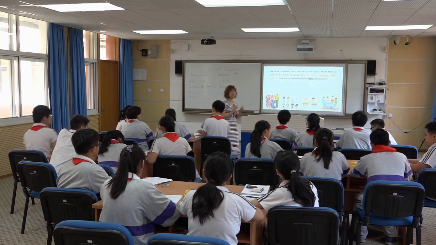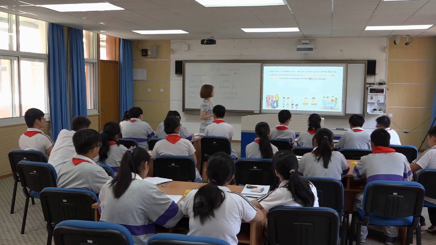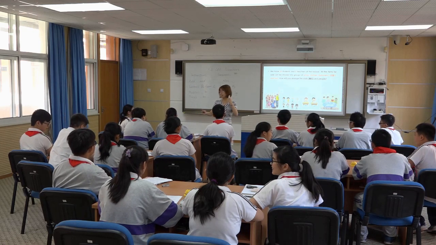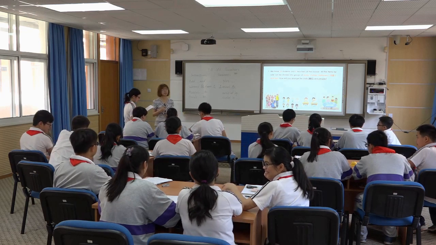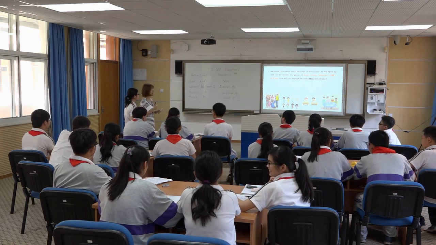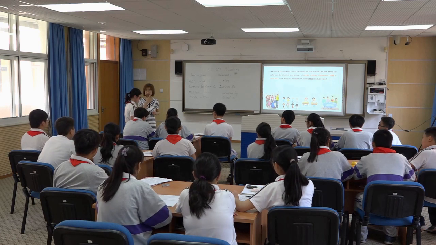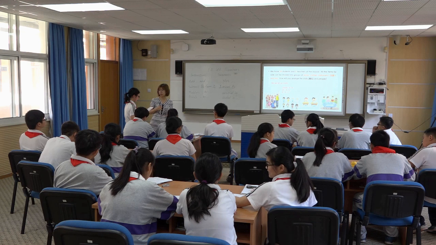Okay. I think you have dealt with most of the problems. Now let's see the first one. How many stores? Good. Okay. 4 stores and 8 people. 8 people. So who are they? Two teachers and 6 students. Oh, 2 teachers and 6 students.